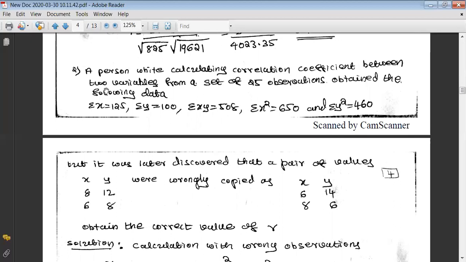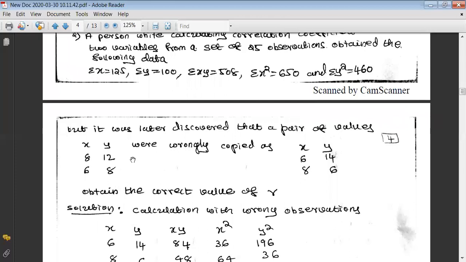But it was later discovered that a pair of values x, y, that is 8, 12 and 6, 8, were wrongly copied as x, y, that is 6, 14 and 8, 6. That means this is the correct set of values and this is the wrong set of values.